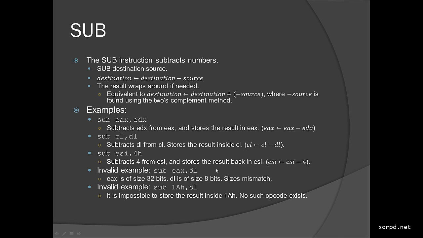Another invalid example, sub 1AH, DL. This is just a constant or a literal, and we cannot store the result of this calculation inside a literal. This literal is not some kind of cell or location or place in memory. No, it's just a constant number. This kind of instruction does not exist. You cannot encode an instruction that will have the equivalence of this operation.